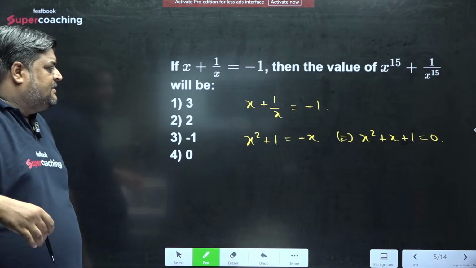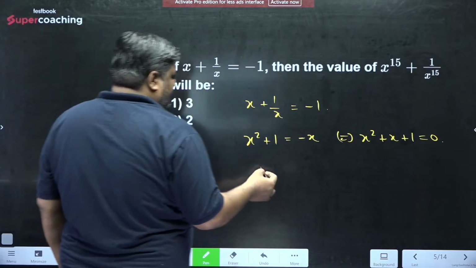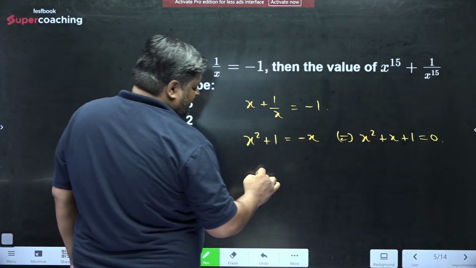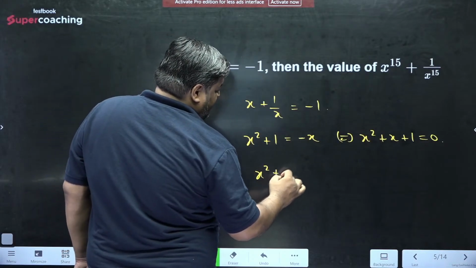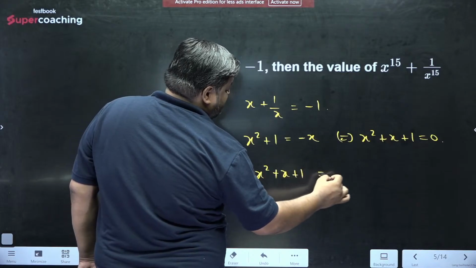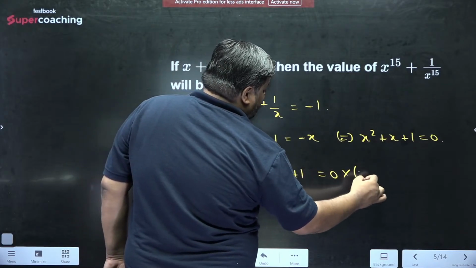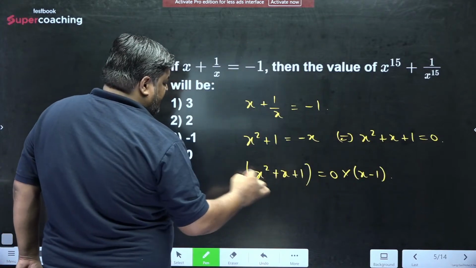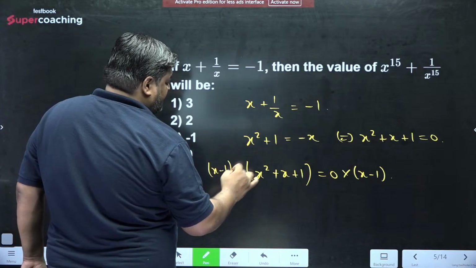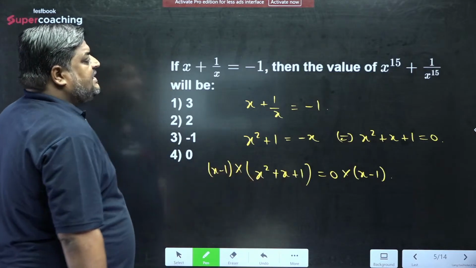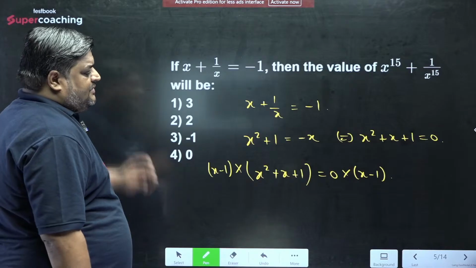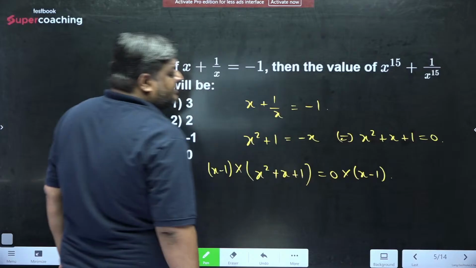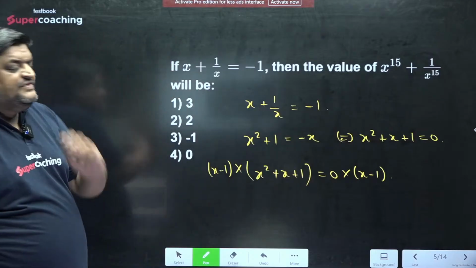And now if we multiply both left hand side and right hand side by x minus 1, as I have this right now, x square plus x plus 1 equals 0. If I multiply the right hand side by x minus 1 and the left hand side by x minus 1, any problem? No problem. We are good with this. Right hand side anyways would be 0 only.